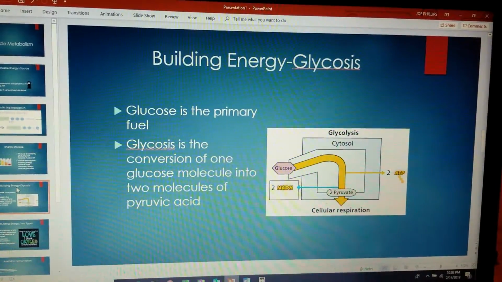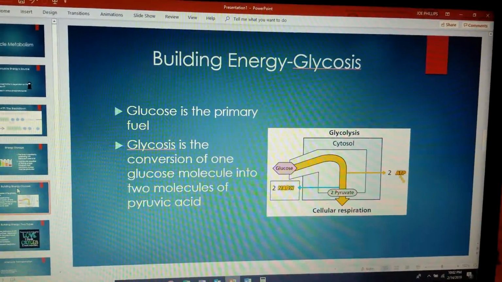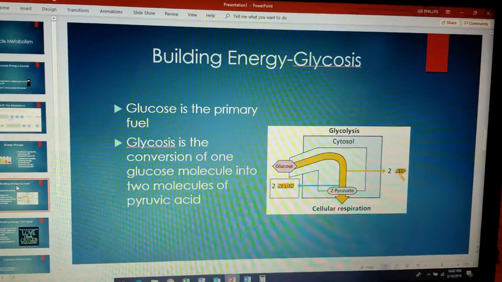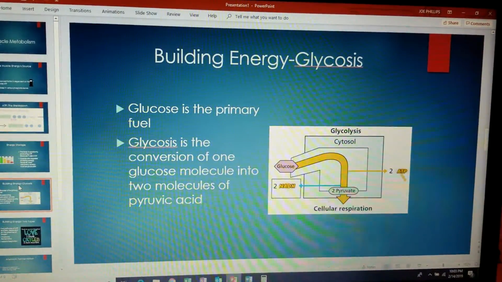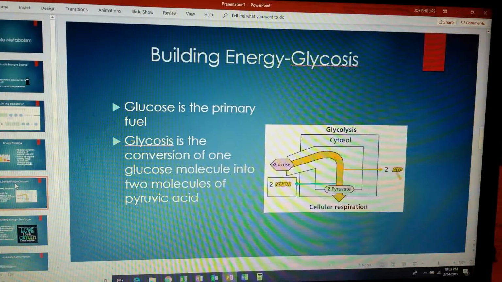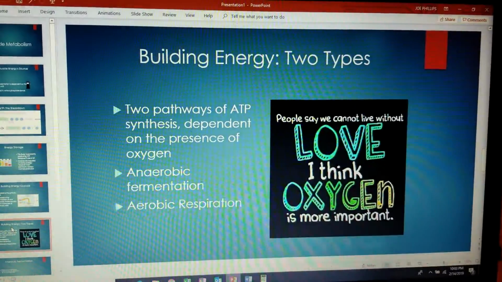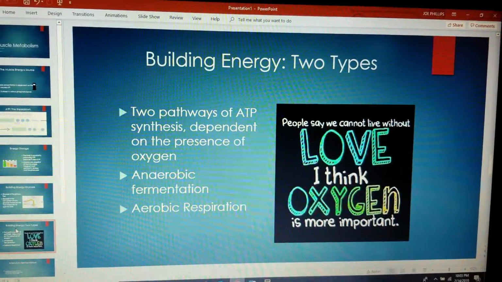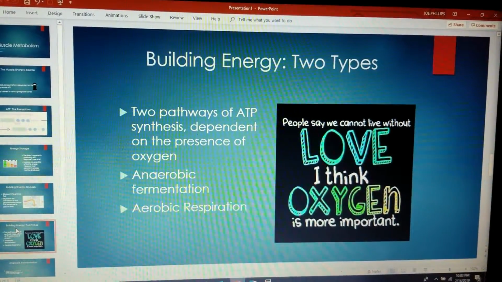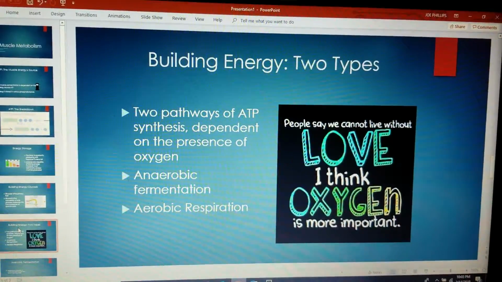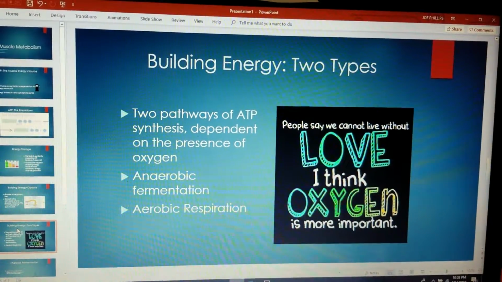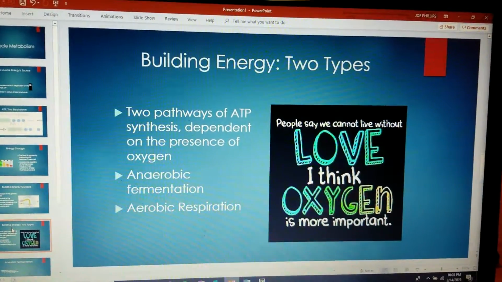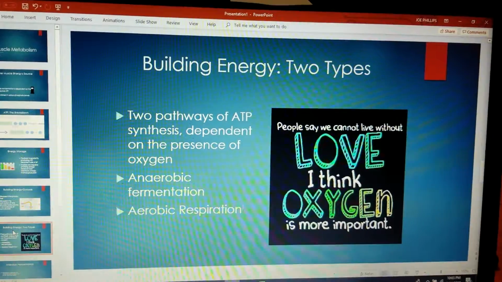Building energy: glycolysis. Glucose is the primary fuel. Glycolysis is the conversion of one glucose molecule into two molecules of pyruvic acid. Building energy: two types. There are two pathways of ATP synthesis, dependent on the presence of oxygen or not. In anaerobic fermentation, there is no oxygen. In aerobic respiration, there is oxygen present.